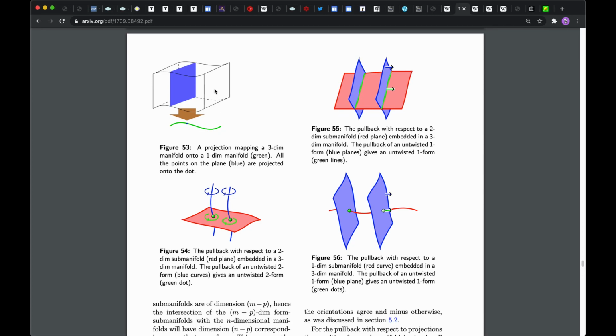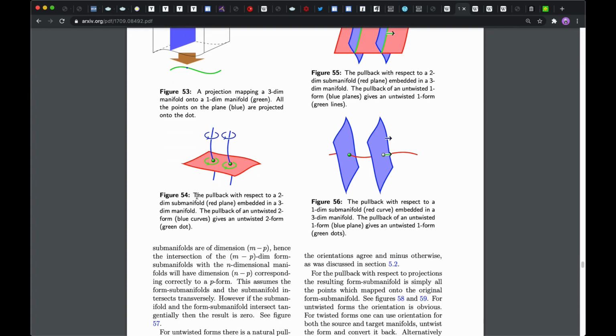Yeah, so that's one more example of the projection. And to demonstrate the pullback with respect to the embedding, the first examples will be about embeddings. Here we have the pullback with respect to a two-dimensional submanifold. So we have a red plane here, and it's embedded in three-dimensional space. And in three-dimensional space, we have those blue curves here.